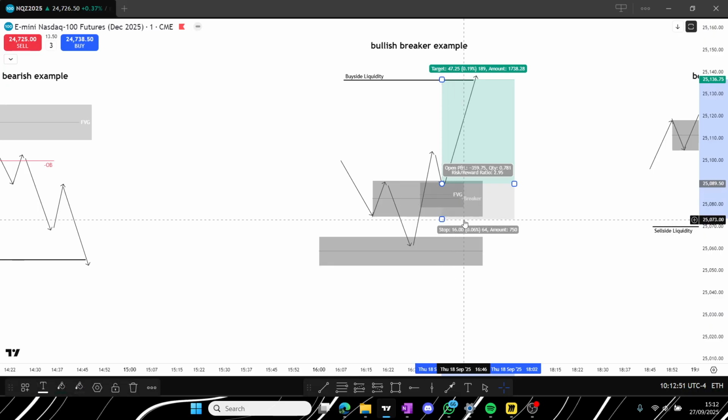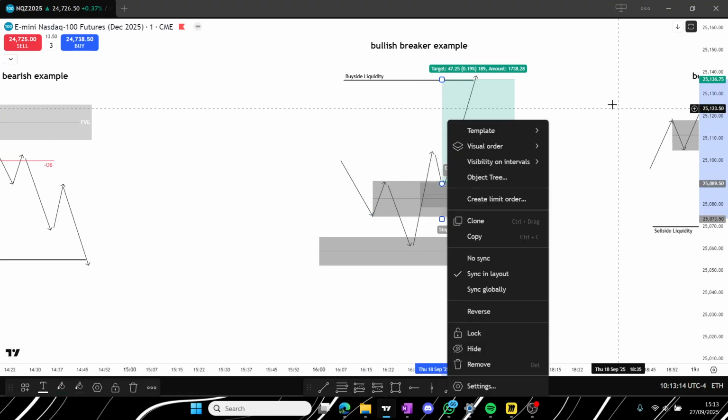It's below the breaker block. The reason I have it there is because I don't want price to come down below and stop me out. If that happens, then I'm clearly offside. I've got the wrong idea. Price didn't want to go higher. But if it does want to go higher, I anticipate this area and price not even being traded to, and we get a nice strong reaction higher off the top of the fair value gap in the breaker block.